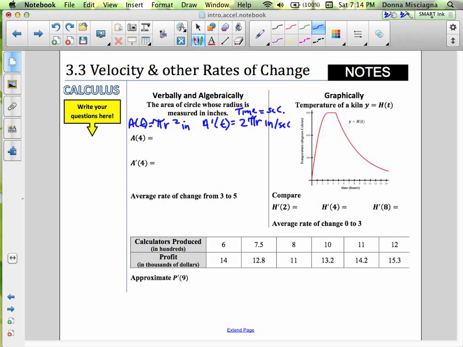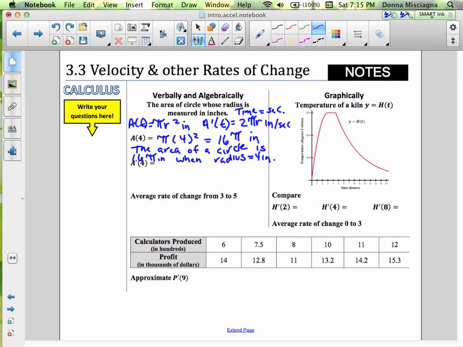So A of 4 would be equal to pi times 4 squared. We're just evaluating A of t. And that would be 16 pi, and our units would be inches. And what is that? That's the area of a circle is 16 pi inches when the radius equals 4 inches.